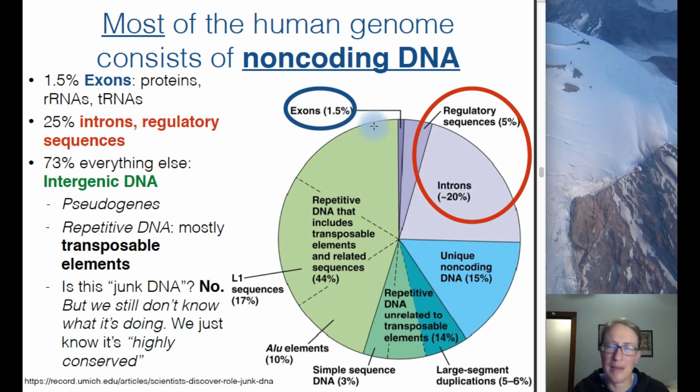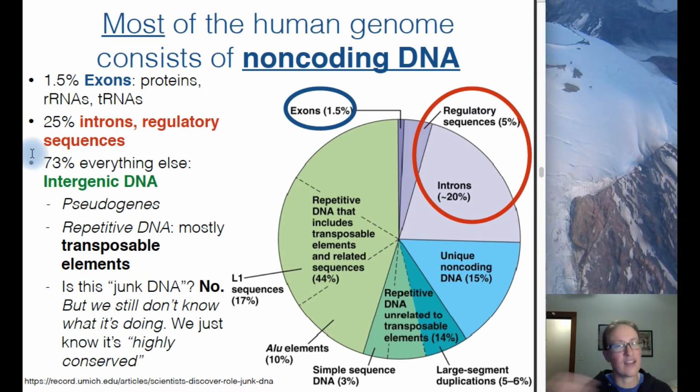Then there are a couple of other categories of DNA sequences that we can relate directly to some kind of function. That's this 25% here that consists of introns and regulatory sequences. These aren't coding for products, but obviously they're still doing something important in the genome, especially these regulatory sequences, determining which genes are turned on and turned off. But that still leaves us with a whopping 73% of our genome that doesn't seem to have a very clear direct function. We refer to that other 73% as intergenic DNA, so DNA between genes.